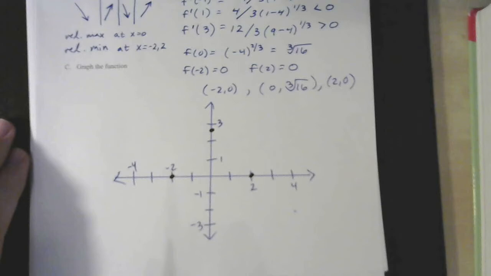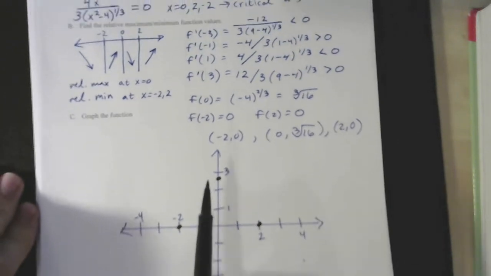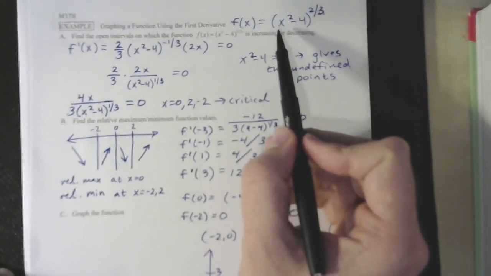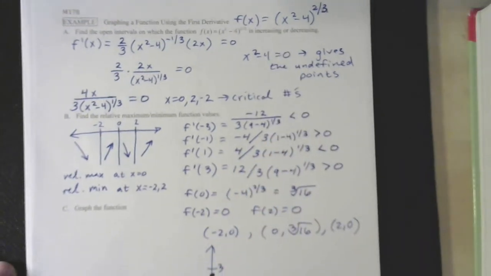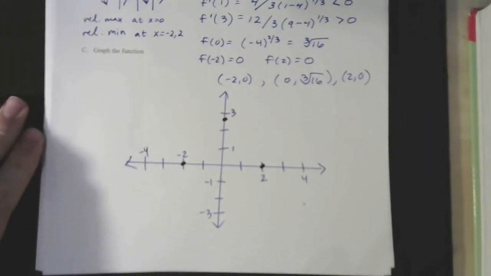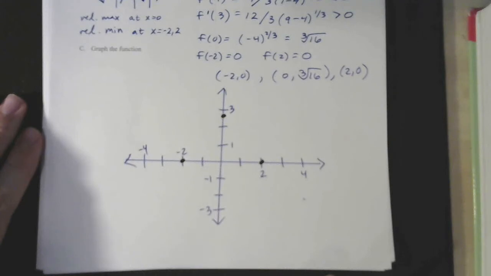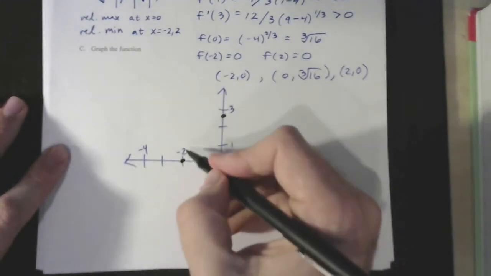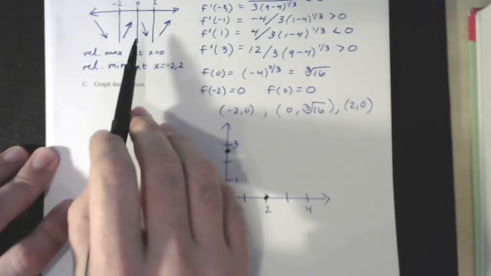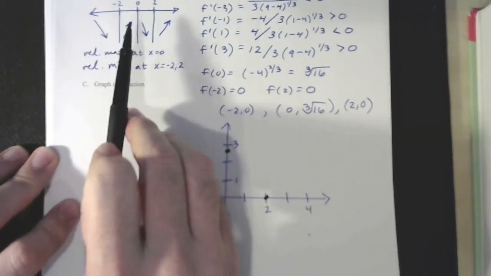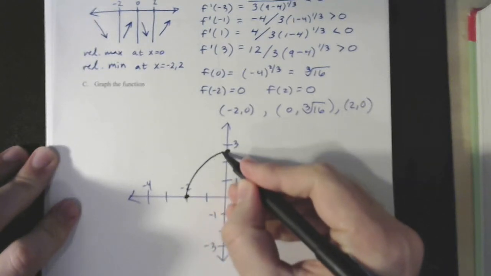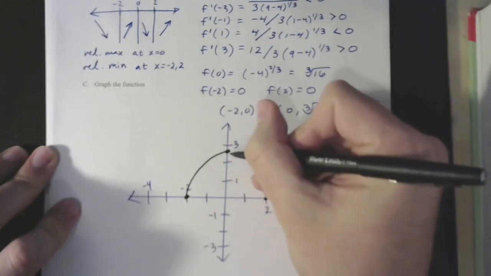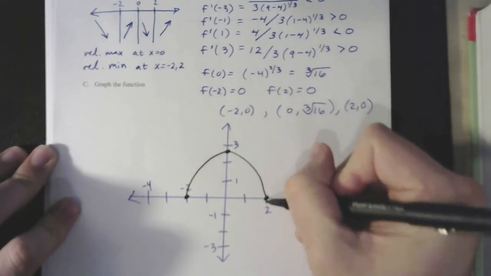Now, we know this function is not linear, which means it does something interesting. Now, as it turns out, if we know, based on our first derivative test, that we have to be positive up to 0, negative down to 2, and we know it's nonlinear, then this has to curve in like this, and this has to curve down like this.